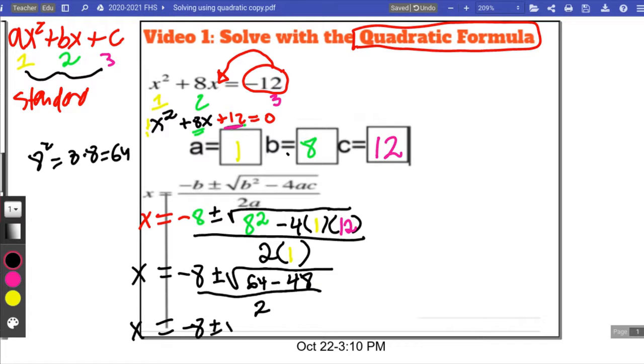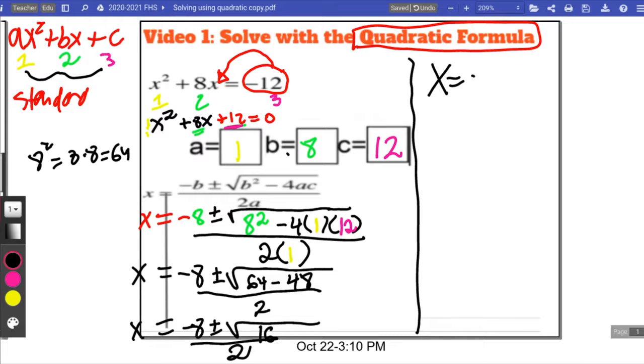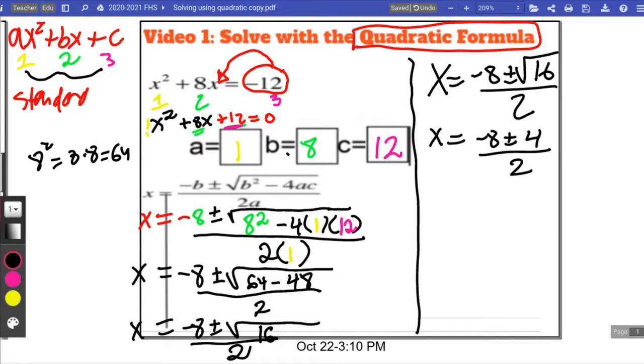Negative 8 plus or minus the square root of 64 minus 48, I believe is 16. I still have the 2 here. I'm out of room, so I'm going to bring my work right here. So negative 8 plus or minus the square root of 16. Now let me just bring it back here. It was like this, right? So we know that the square root of 16 has to be 4. You could just plug that in your calculator.